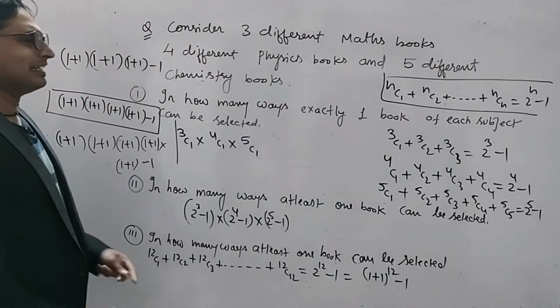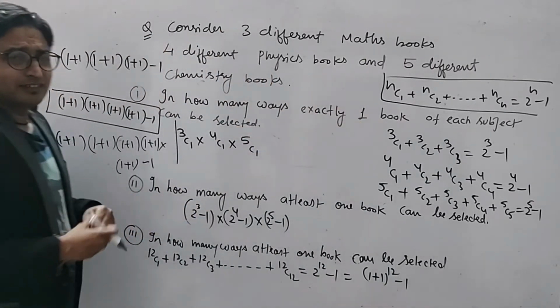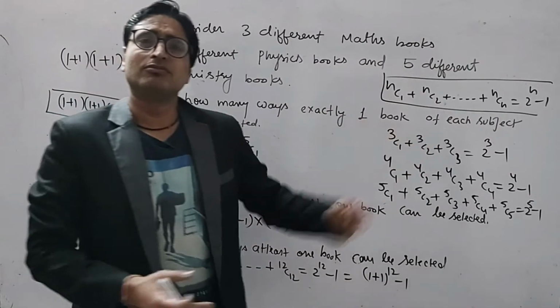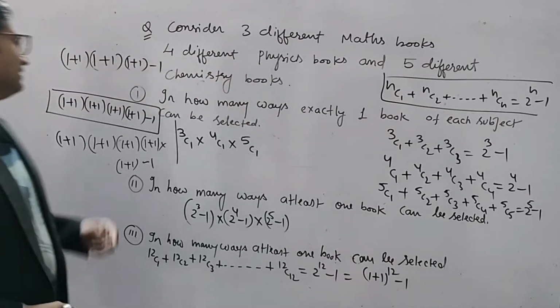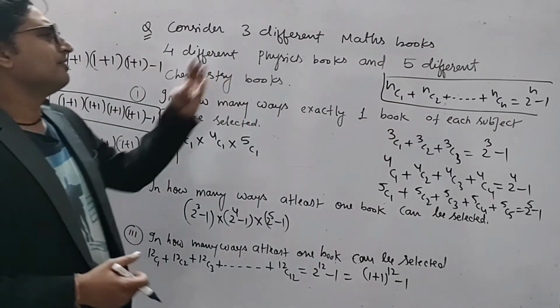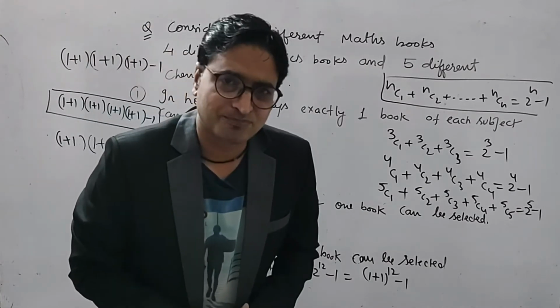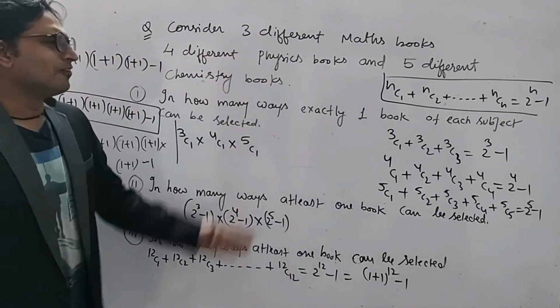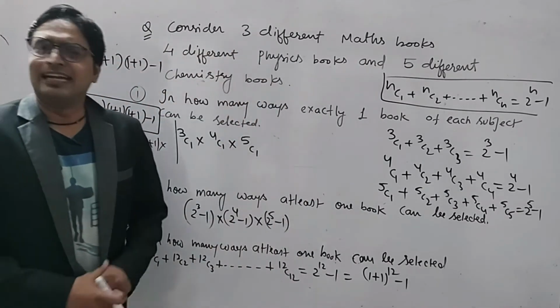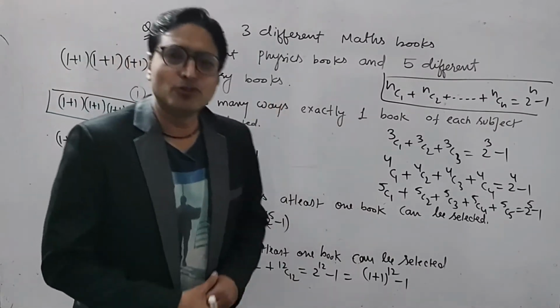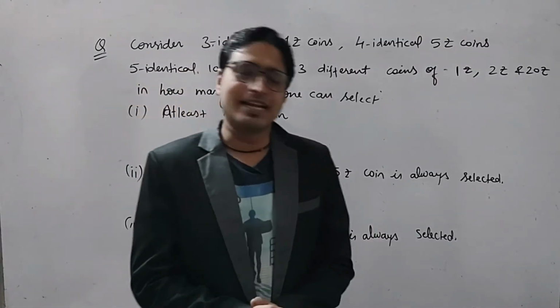So you can think in two manners. One, you can think with binomial, and the other, the select and reject concept that we discussed in the last lecture. Okay, so these are the ways through which you can understand this at least and at most problem. So now we will start the next question.